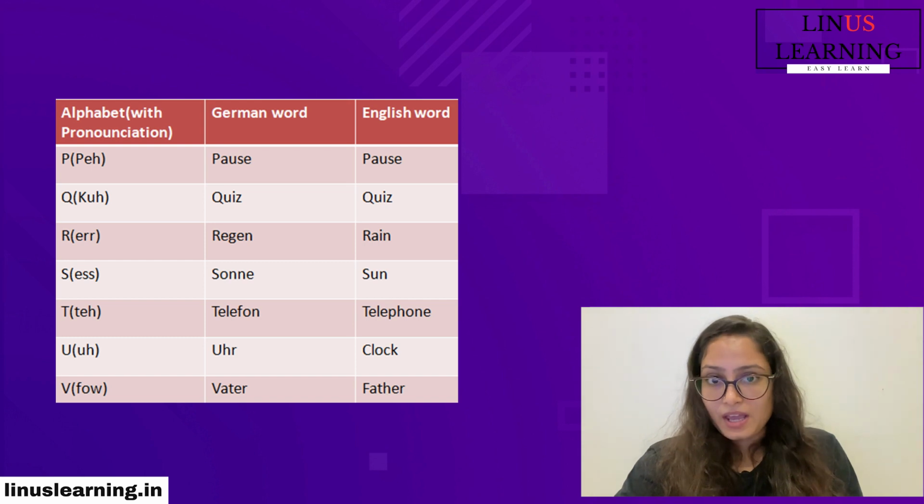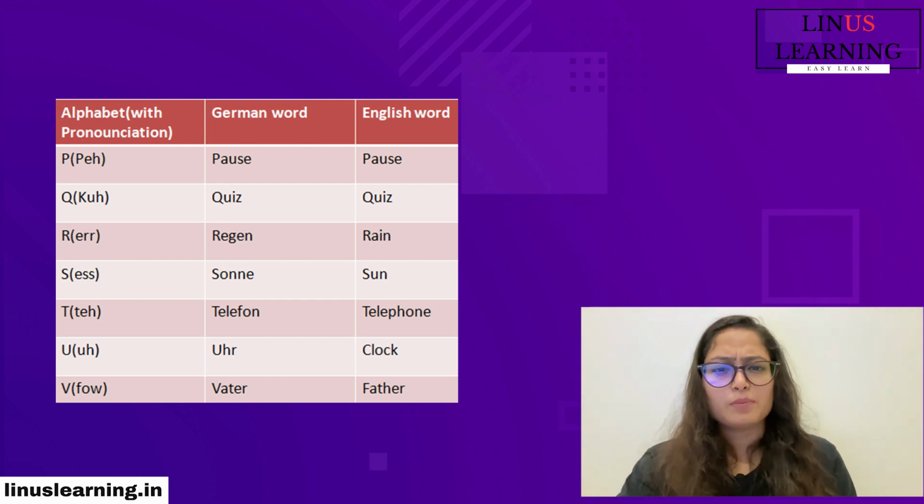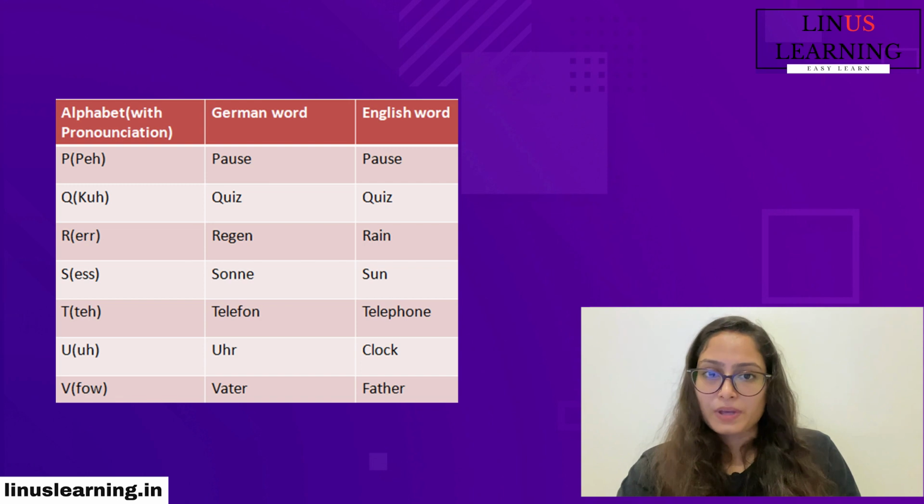Then P wie Pause. Pause is a pause. I take a break, I take a pause. So P wie Pause. Q wie Quiz, quiz is quiz. Then R wie Regen. Regen means rain.